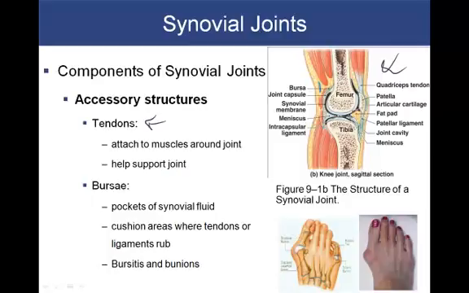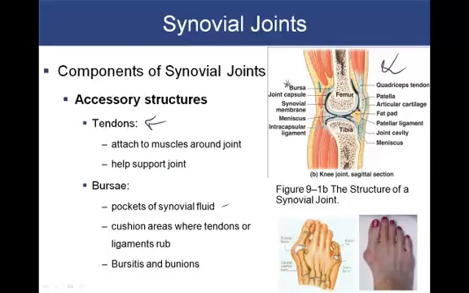And then lastly, we have the bursa, or the bursae. These are little pockets of synovial fluid. Here we have a bursa. And bursae tend to form anywhere where tendons or ligaments rub. Both tendons and ligaments are made of dense connective tissues, and as they rub against other structures, they create friction. So little pillows or little pads of synovial fluid strategically placed help reduce that friction.